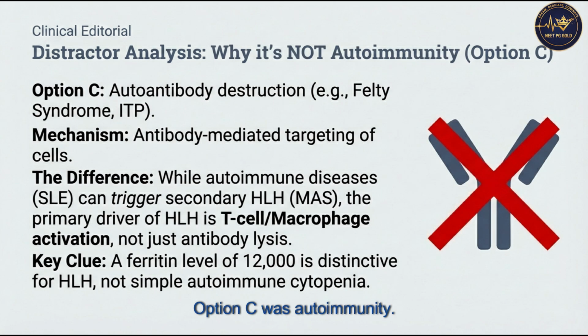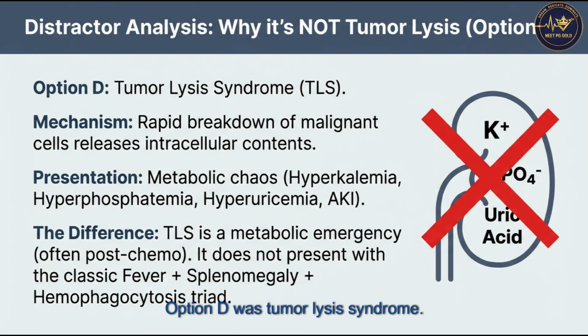Option C was autoimmunity. Conditions like ITP or Felty syndrome involve antibody-mediated destruction. While autoimmune diseases can trigger secondary HLH, MAS, the primary driver of HLH is T-cell macrophage activation, not just antibodies. Option D was tumor lysis syndrome. This is metabolic chaos, hyperkalemia, hyperphosphatemia, and hyperuricemia. It usually follows chemo and doesn't present with the classic fever, splenomegaly, and hemophagocytosis triad.